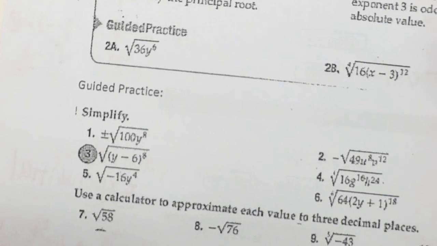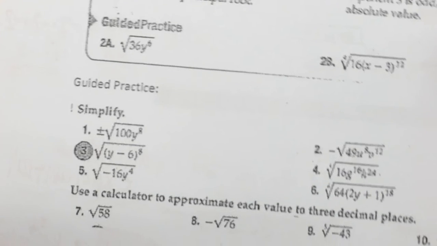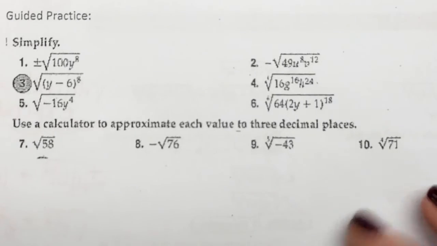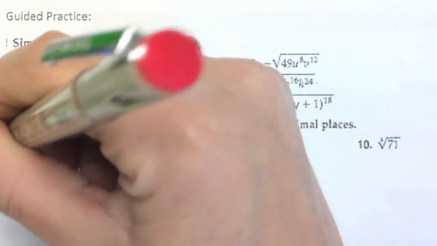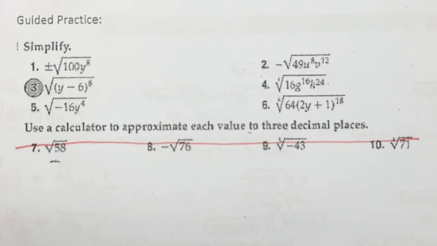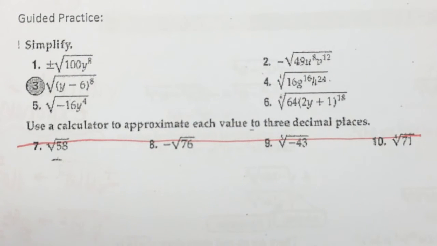We are going to just go through this page quickly. But you see numbers 7 through 10. You can mark those out. All that is asking you to plug it in your calculator and round to 3 decimal places. You won't be tested on that. Hopefully, everybody knows how to do that, so I'm not going to test you on that.